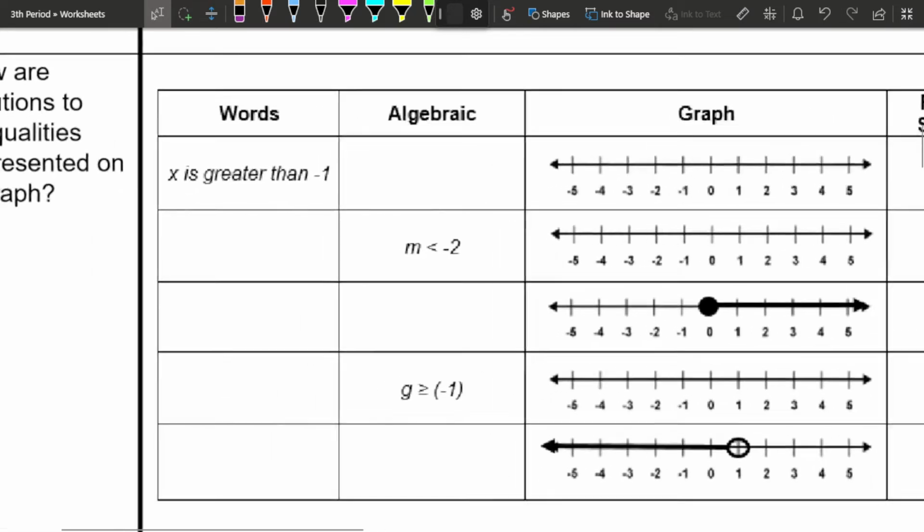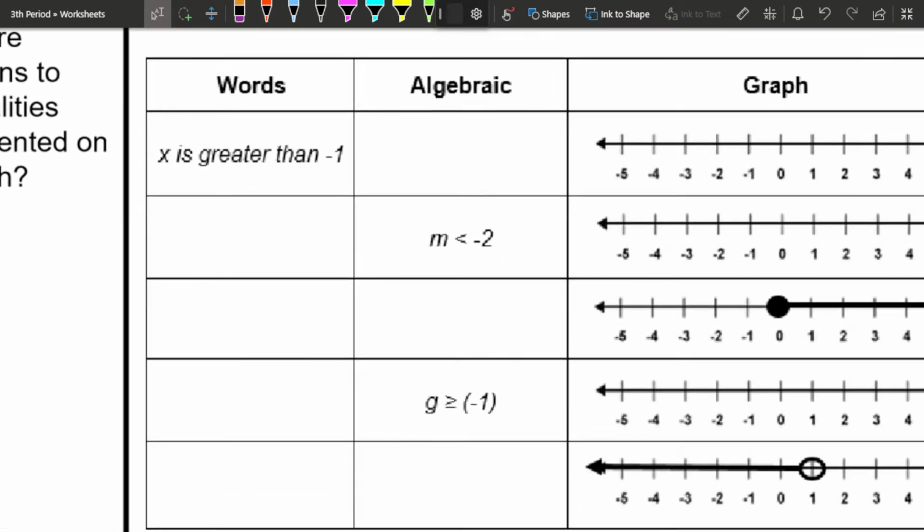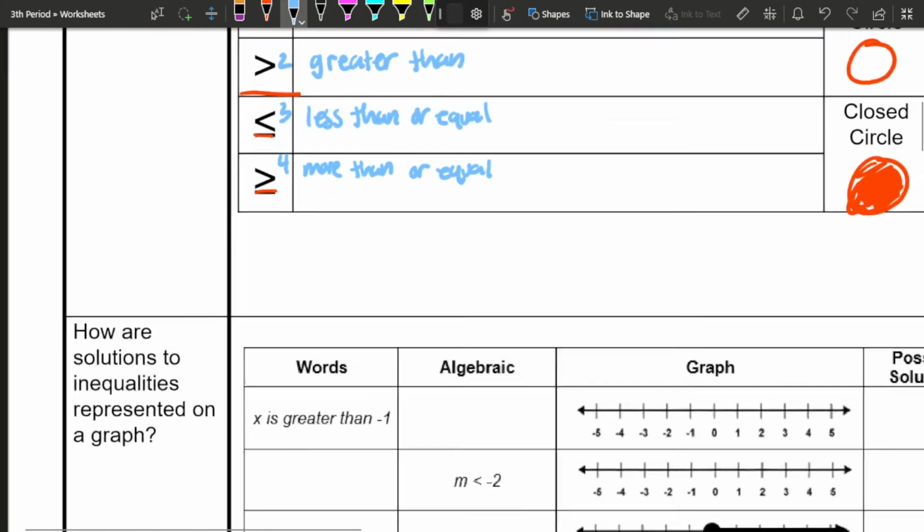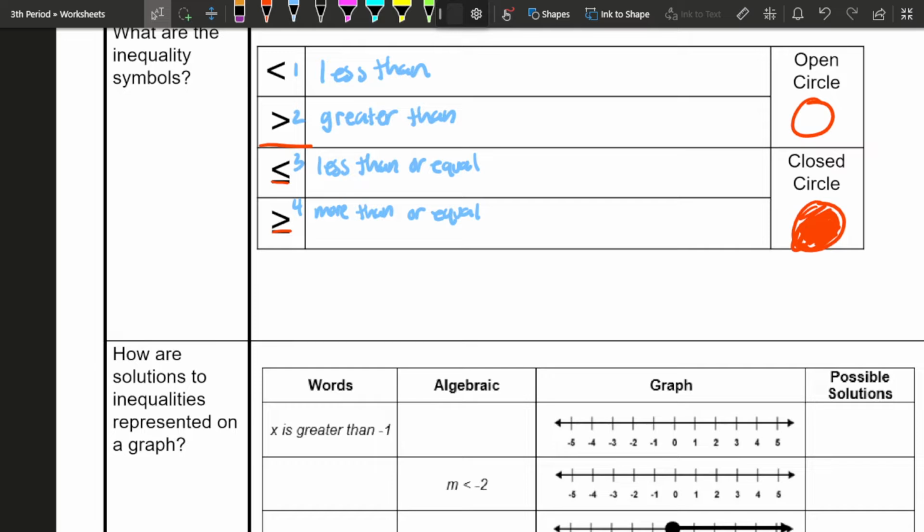The first one says, x is greater than -1. So what sign are we going to be using? 1, 2, 3, or 4 for greater than -1? So I know I have x, and then I have -1. What sign will I be using? 1, 2, 3, or 4?